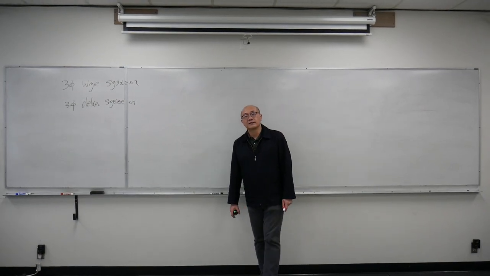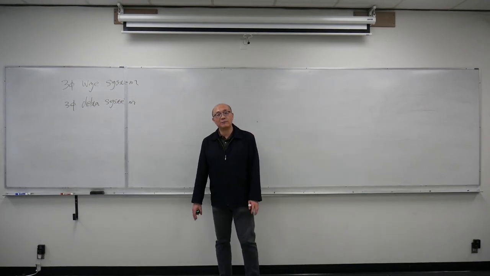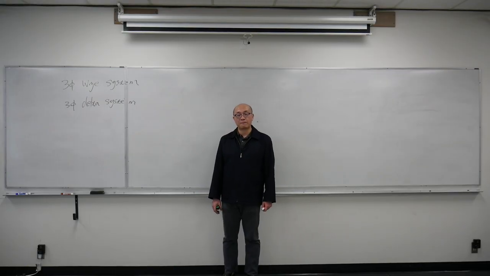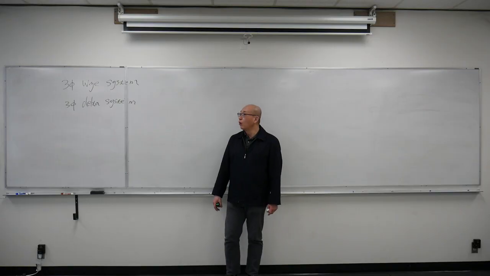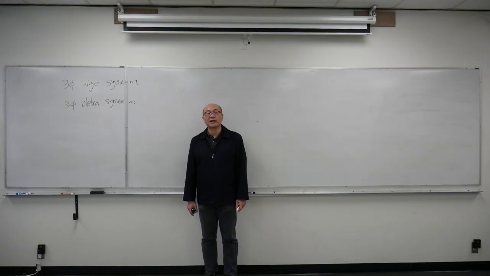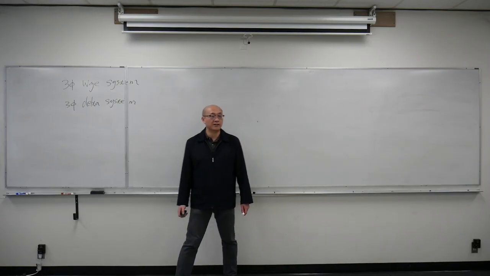Hello everyone. In this lesson we're going to talk about three-phase systems. In three-phase, we have two different kinds of system. One is called a Y system, and the other is called a delta system.